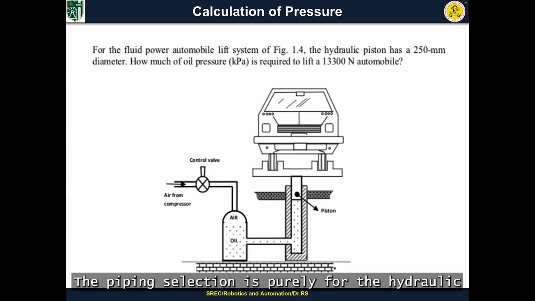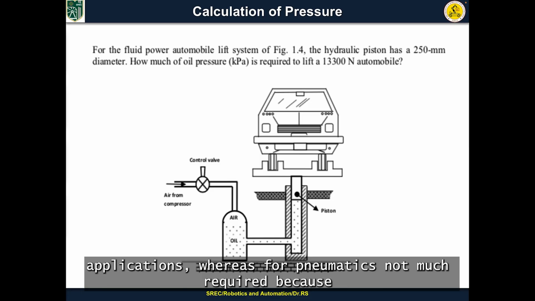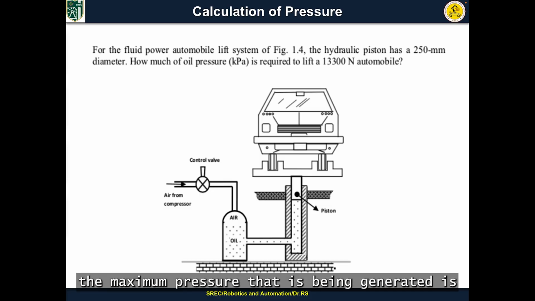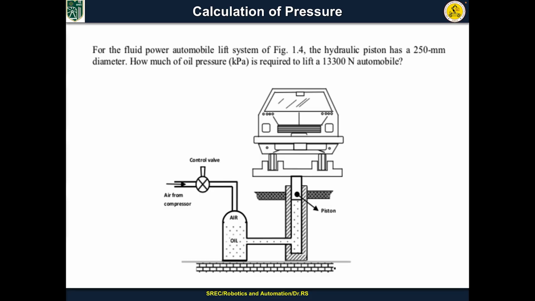The piping selection is purely for hydraulic applications, whereas for pneumatics not much is required, because the maximum pressure that is being generated is only 10 bar.